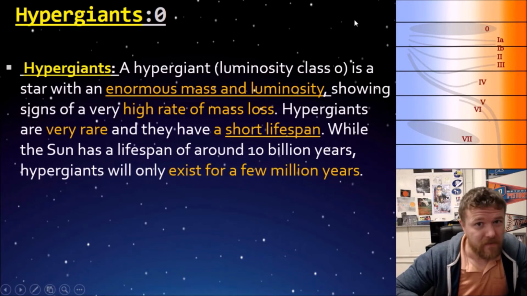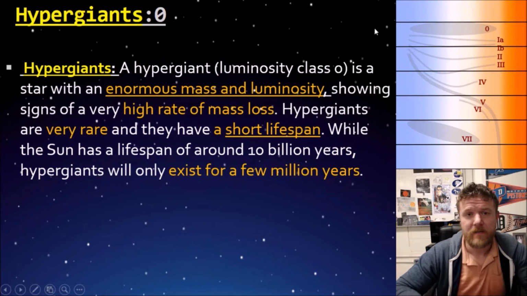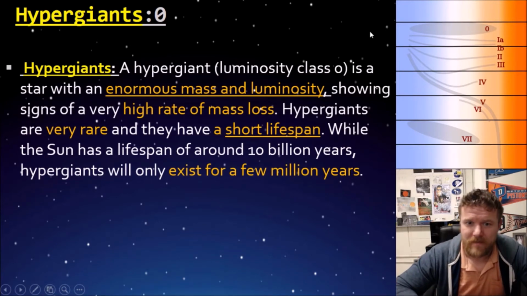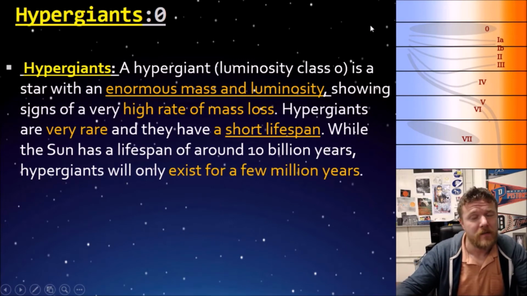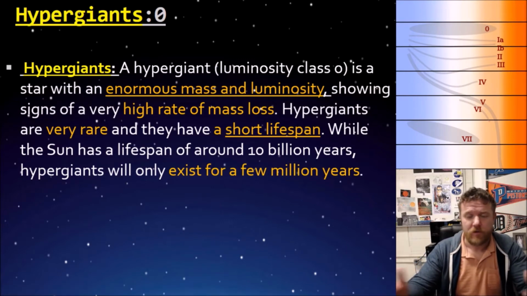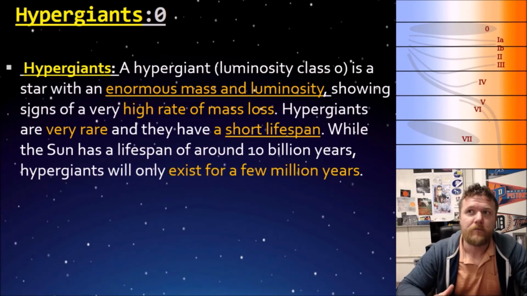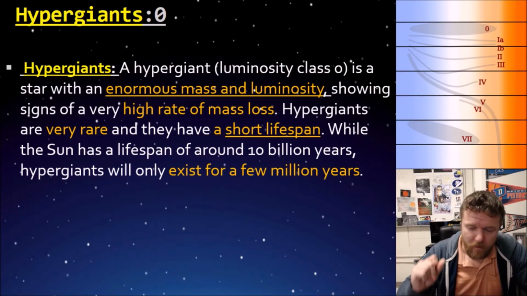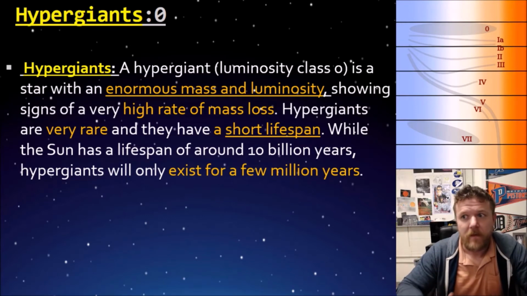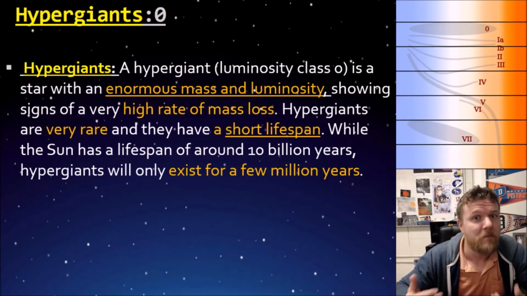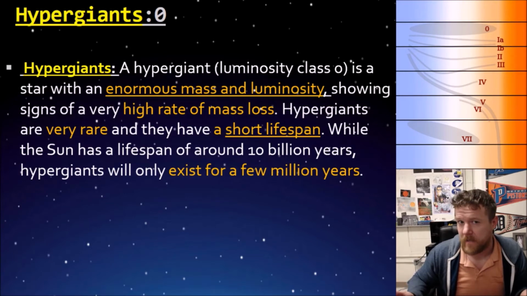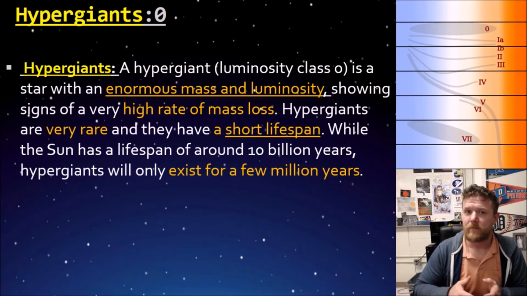Hypergiants are going to be up here at the top of the HR diagram because they are the brightest star, so the luminosity is going to be the biggest. Why are they the brightest? Because they are incredibly huge. They're the biggest. They have the most surface area. They are incredibly huge, which means they burn through their fuel incredibly fast. These are the stars that only last about 1 million years. Our sun's going to last about 10 billion. These last about 1 million.